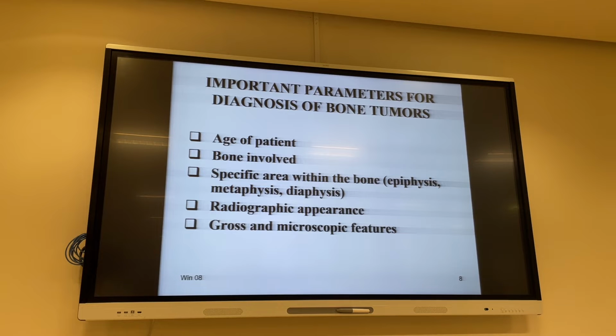The bone involved is also important. If they tell you that it is a femoral lesion arising in the area of the knee, this is more likely to be an osteosarcoma than anything else. If they tell you that this is a tumor arising around any joint, a small tumor arising around any joint, and has, for example, a comma shape, this is going to be an osteochondroma, more or less.